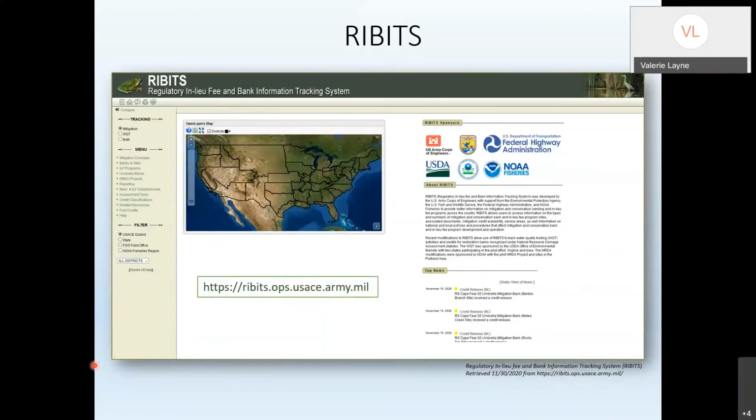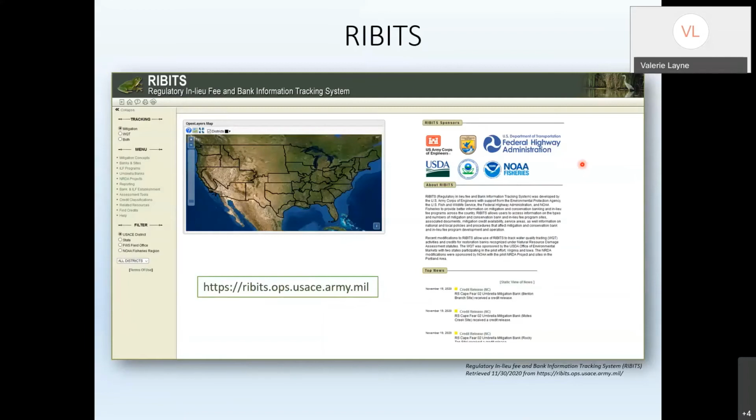Now, RIBITS is the Regulatory In-Lieu Fee and Bank Information Tracking System. And I know many of you are probably familiar with this already. It was developed by the Corps to track wetland mitigation banks and in-lieu fee programs. And the federal agencies whose logos you see over here on the right corner, top right corner, have partnered with the Corps to further develop RIBITS and to include their banking and ILF programs. And actually, a lot of the agencies often work together on the same banks. As Charlotte mentioned earlier, there are several joint authority banks.